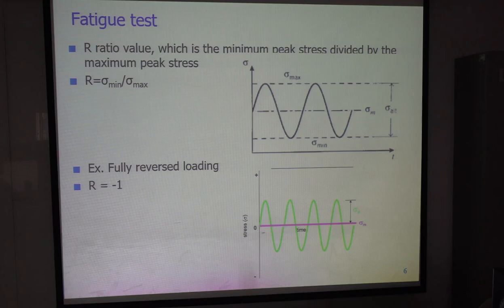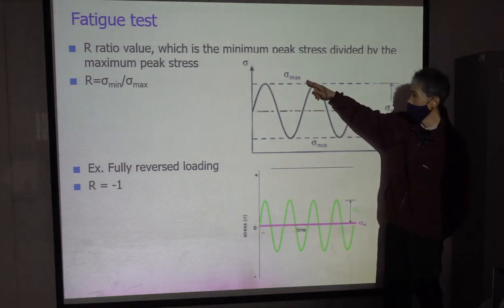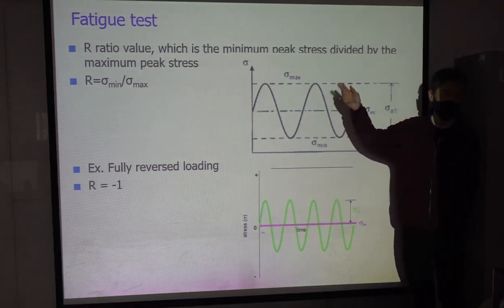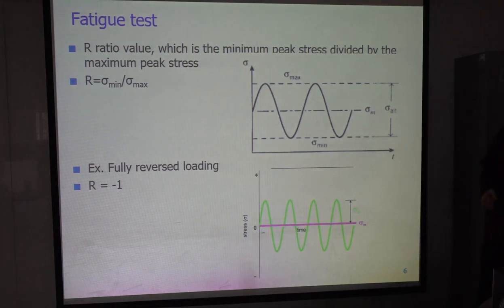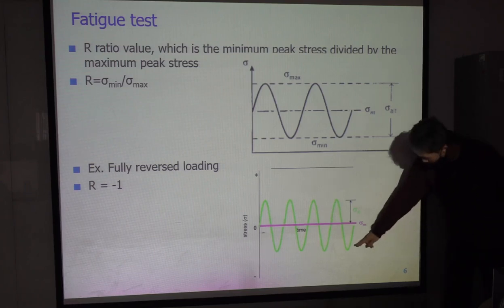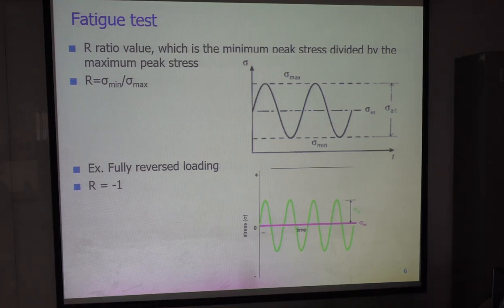The R value. When we apply this SN curve, we want to know the cycle of stress. We have maximum stress and minimum stress. The minimum stress value divided by the maximum stress value is the R value. So R equal to minus 1 means the minimum divided by the maximum equals minus 1. So it means they are in opposite sign, but the same magnitude. Like the green curve here.